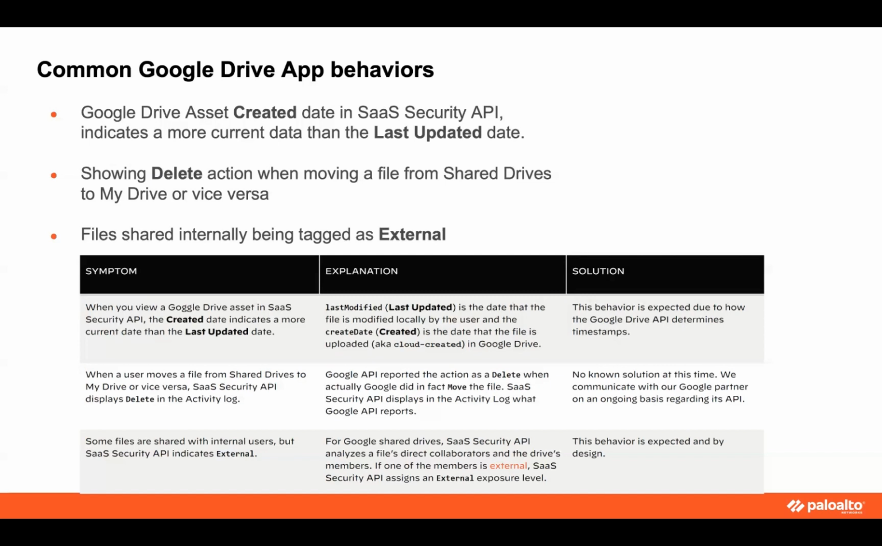Create date, or created, is the date that the file is uploaded to the Google Cloud. So the Google Drive asset created date indicates a more current date than the last updated date. The behavior is expected, and that is how Google Drive determines timestamps.